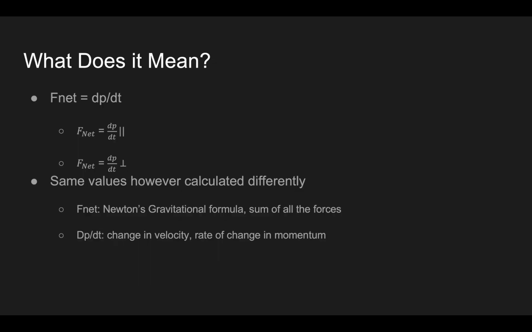So, what does all of this mean? Technically, the values for the perpendicular and parallel force components for the net force and the change in momentum are the same, but they are calculated differently, and they do mean different things. The net force is calculated using Newton's gravitational formula because it is a sum of the forces. On the other hand, dp/dt is calculated using a change in velocity because the change in momentum is equal to m times the change in velocity.